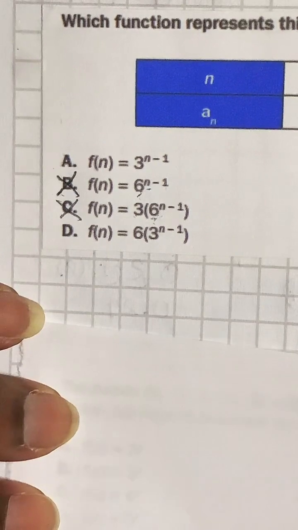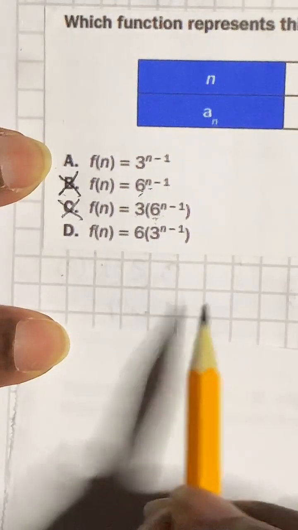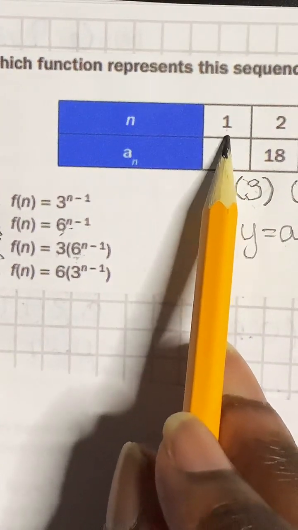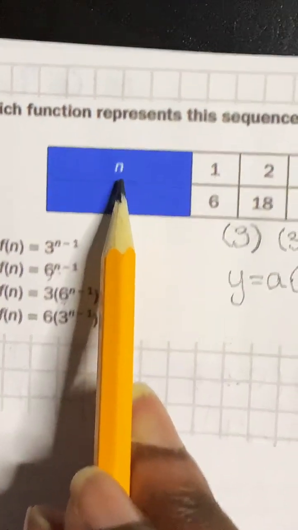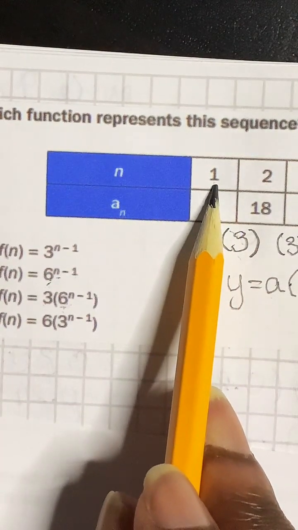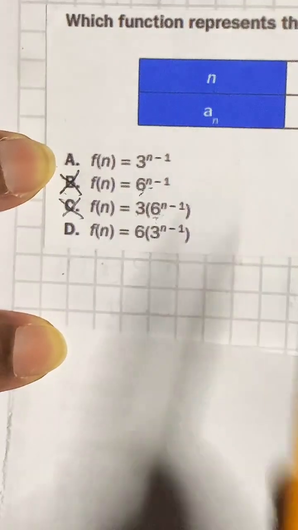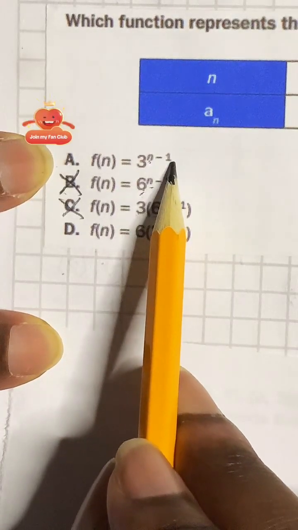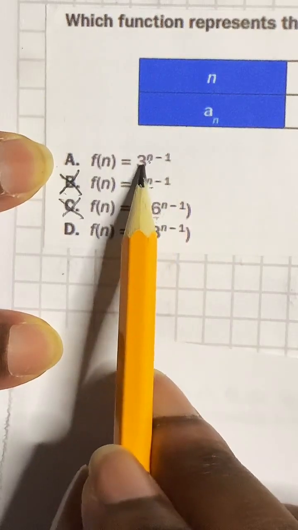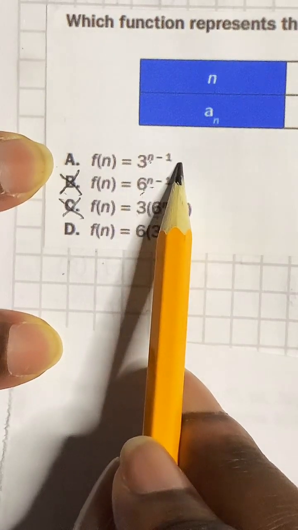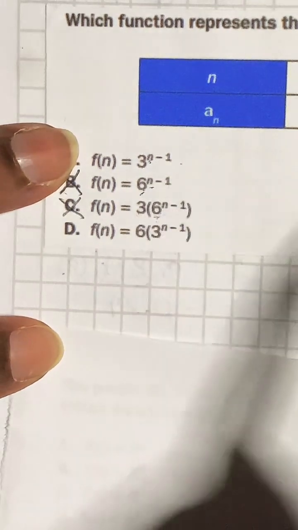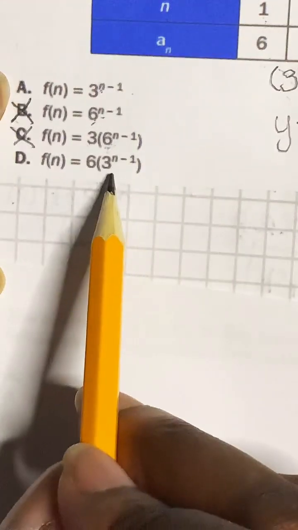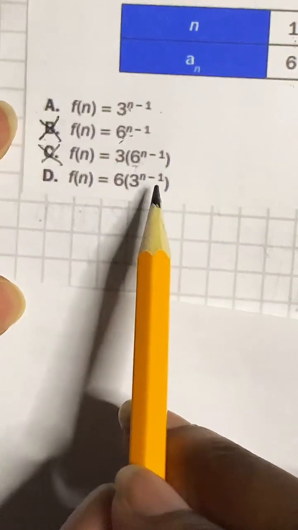Have a nice one. So what we could do is plug in, let's use this first one. Notice we have our n. We can plug that 1 in for the n of those two choices. If I plugged 1 in for the n, I'm going to have 1 minus 1. That gives me 0. So 3 to the 0 power will give me 1. But that's not what's happening here. So let's see if this D is our true answer.